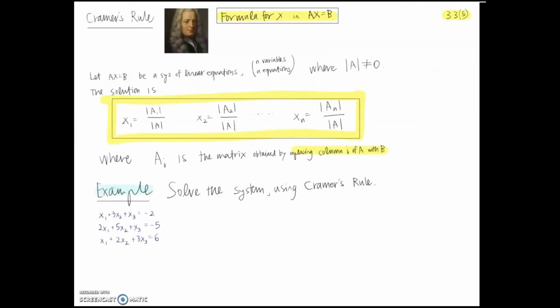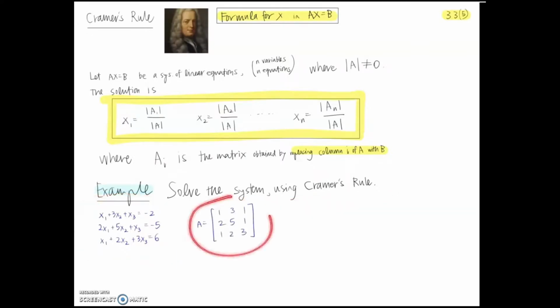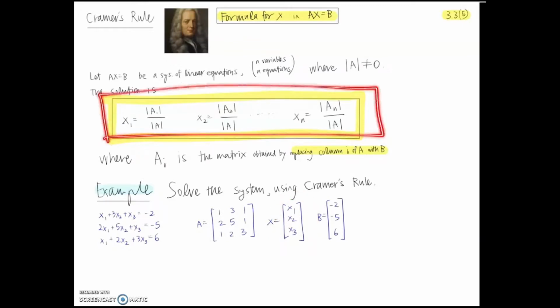So as an example, we're going to solve this system using Cramer's rule, and here we've got the system. Let's throw it into a bunch of matrices. A will be this matrix here, just the matrix of coefficients, and x will equal just our x1, x2, x3 vector, and then b is the 3 by 1 matrix, -2, -5, and 6. What we want to be able to do is say exactly what x1, x2, and x3 are, and Cramer's rule gives us a formula for finding each of those.